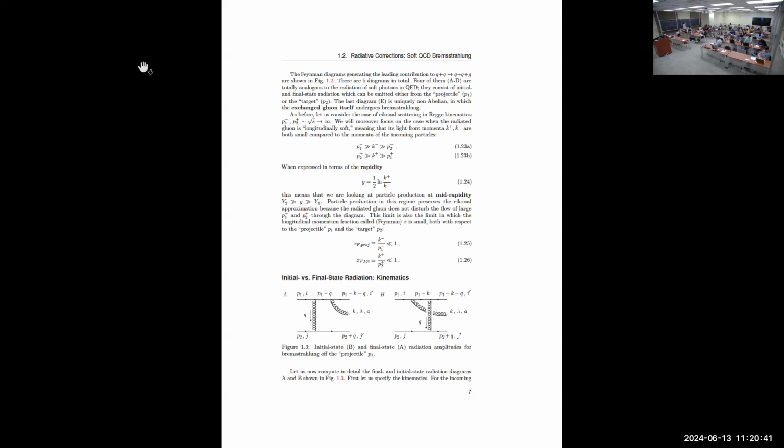I get minus i g cubed, Q squared, (P1 minus K) squared. Now I have T^B T^A, I prime I, T^B, J prime J. And now I have ū1 prime. Now the gamma mu comes first, then the P1 minus K, then the epsilon slash, and then u1.